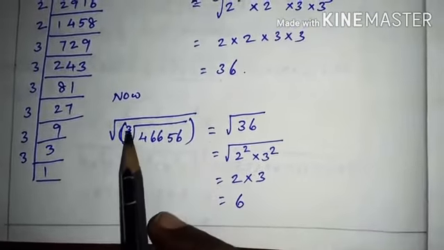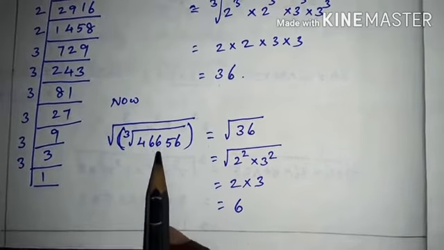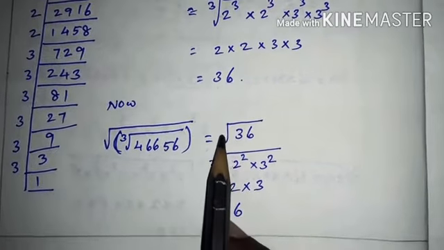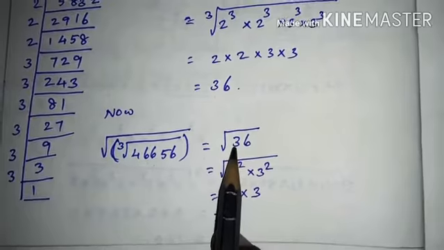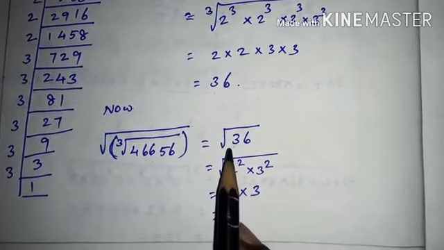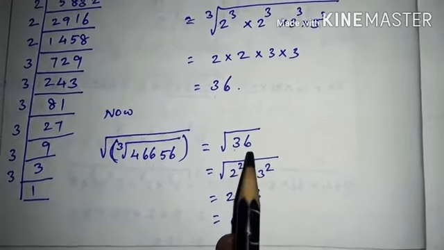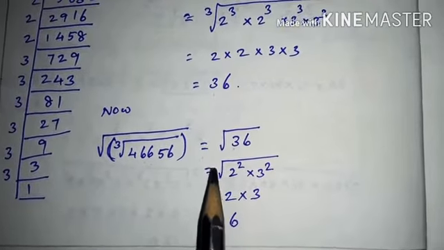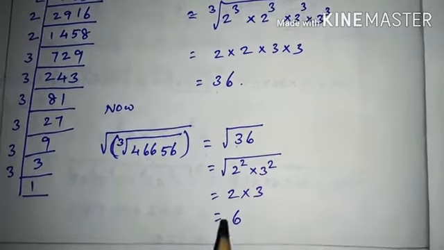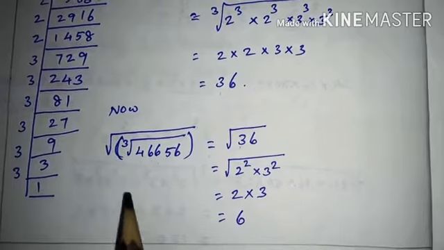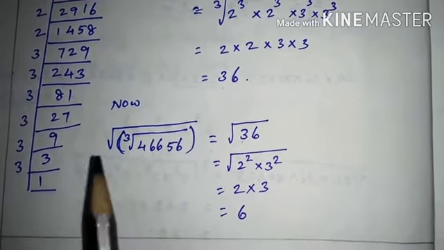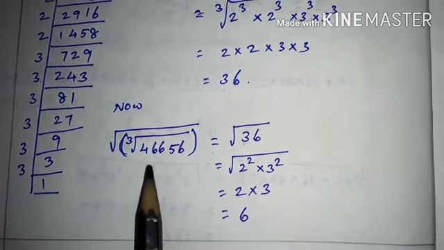That is, the square root of the cube root of 46,656 is equal to the square root of 36. We know that 36 can be written as 6 square. When we remove the square root, the 6 square is also removed and we get the answer as 6. That is, the square root of the cube root of 46,656 is 6.